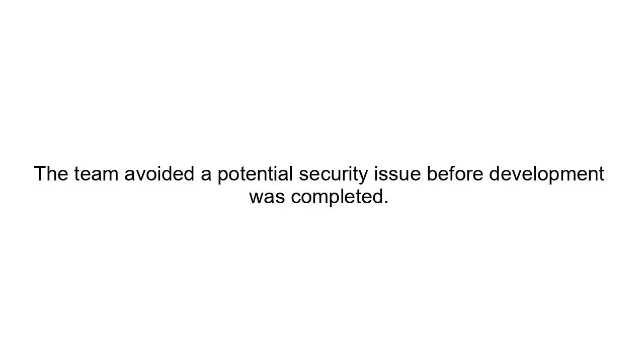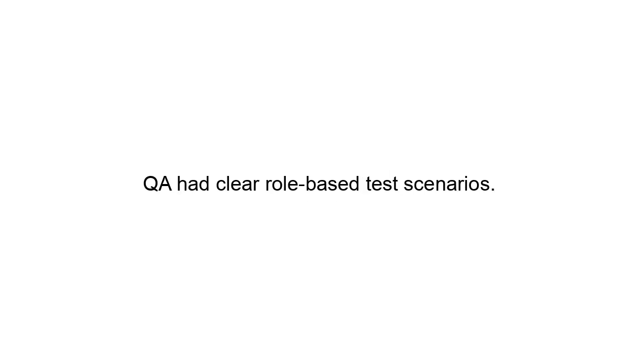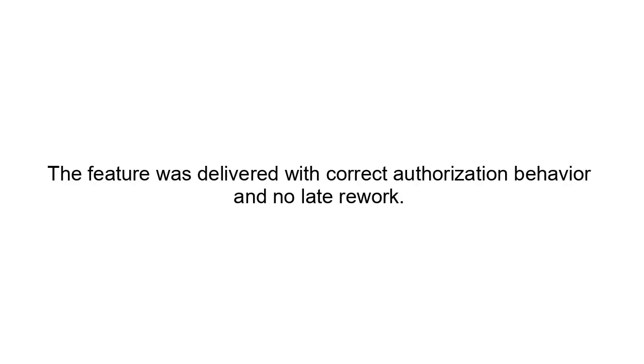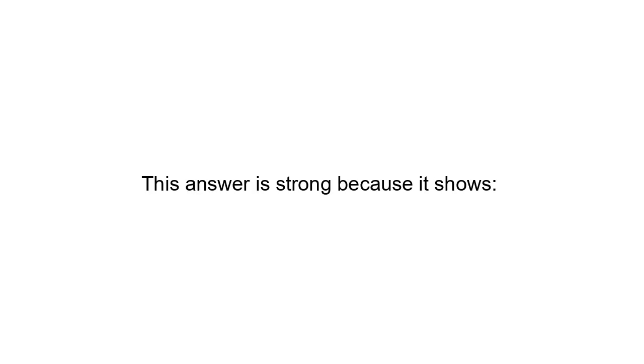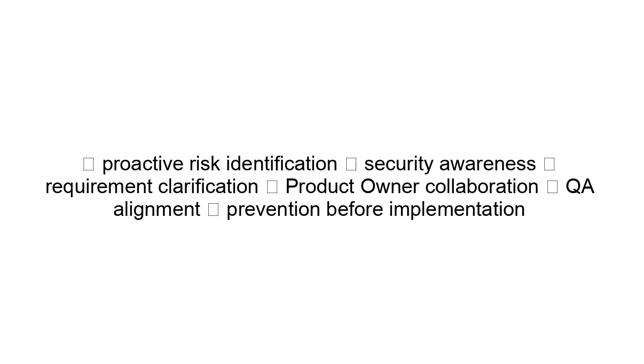Result. The team avoided a potential security issue before development was completed. QA had clear role-based test scenarios. The feature was delivered with correct authorization behavior and no late rework. Why this answer works? This answer is strong because it shows proactive risk identification, security awareness, requirement clarification, product owner collaboration, QA alignment, and prevention before implementation.